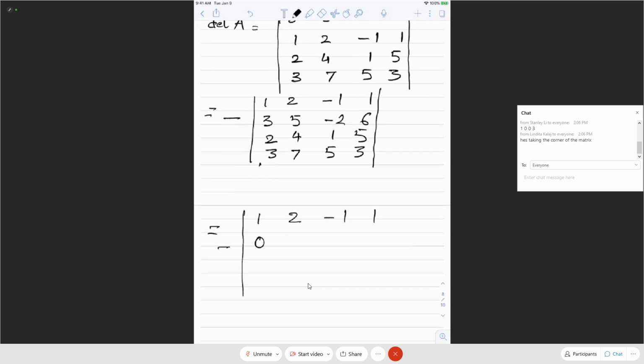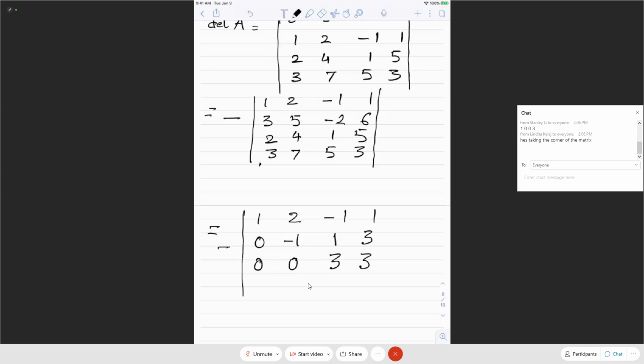Minus 3, minus 6 plus 5. Minus 3, no? 3, minus 3, minus 1. 3, minus 2, 1. Minus 3 plus 6, 3. Do the same with the third row, minus 2 plus 2, 0. Minus 2 times 2, minus 4 plus 4, 0. Minus 2 times 2, 2 plus 1, 3. Minus 2 times 1, minus 2 plus 5, 3.